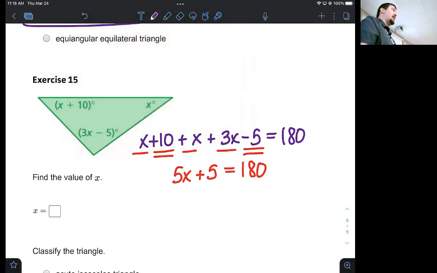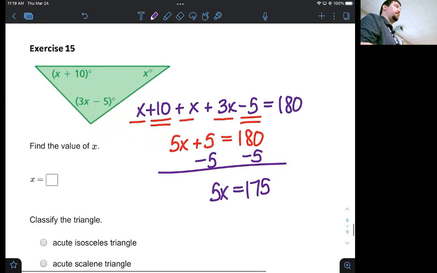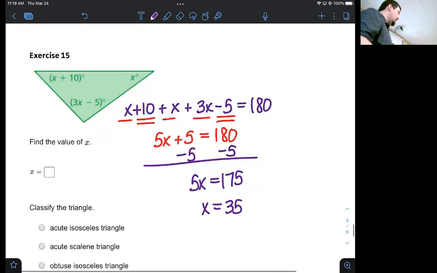Obviously, I'm going to get rid of the 5, the one that's the constant, the one that's not with the x, by subtracting 5 from both sides. 180 minus 5 is 175. 5x equals 175. Now we divide. What is it? 35. 175 divided by 5 is 35. Okay. Now, are you finished?